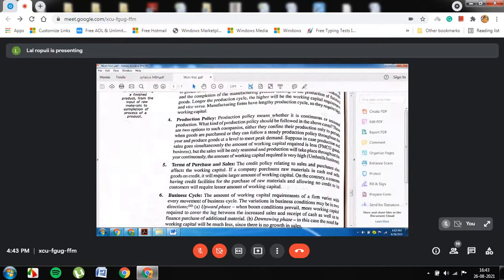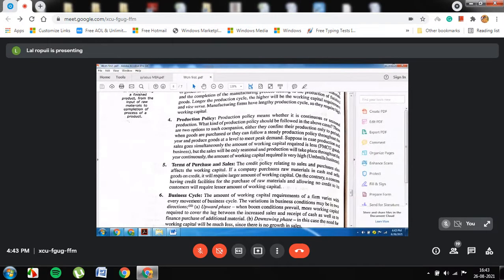Let's say, for example, production: whether it is continuous or seasonal production, or what kind of production policies should be followed. For example, if production and sales go simultaneously, the amount of working capital required is less. Let's say, for example, fast-moving consumer goods.